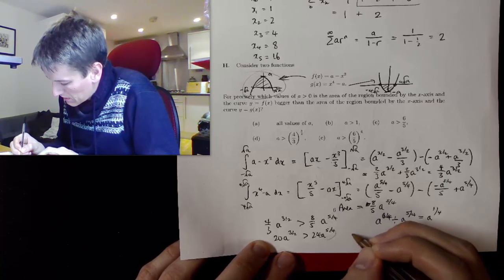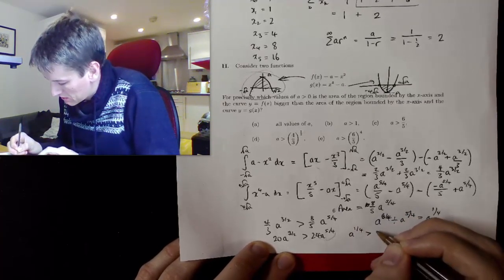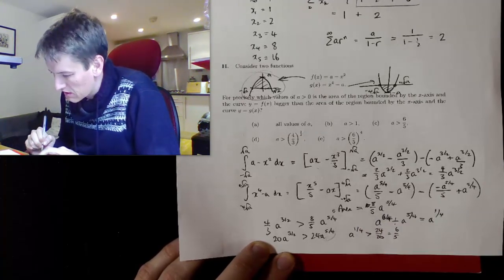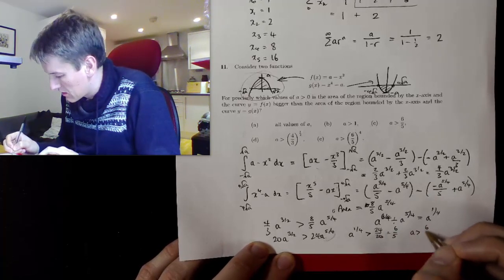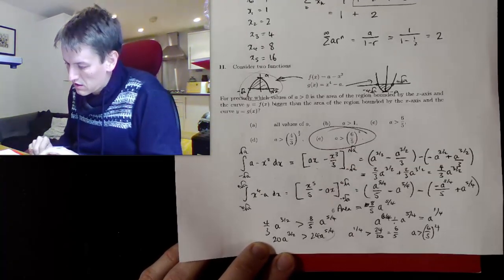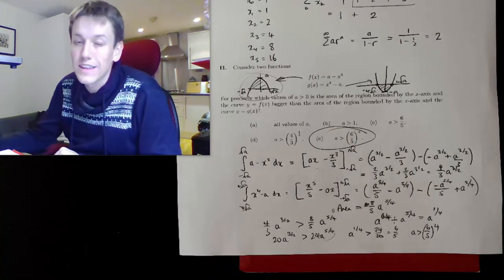So I would have a to the 1/4 is bigger than 24 over 20, which is 6/5. So a is bigger than 6/5 to the power of 4, which is an option here, option E, which is then the answer to that question.